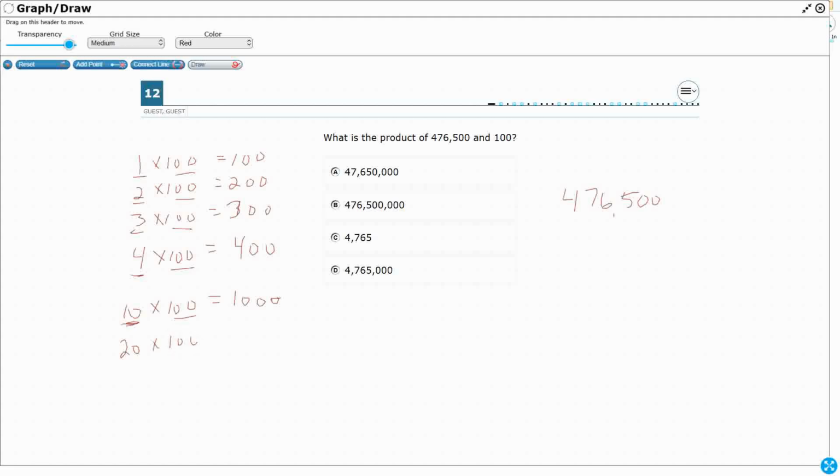20 times 100. We take our 20. We skip count by 20 up to 100 times. We take 100 sets of 20, right? Or 20 sets of 100. It's going to get us 2,000. So we can do that same thing here. And this is just the pattern that students need to recognize. There's a whole lot of zeros here. This is a little bit harder than it seems to be. So here's that pattern.